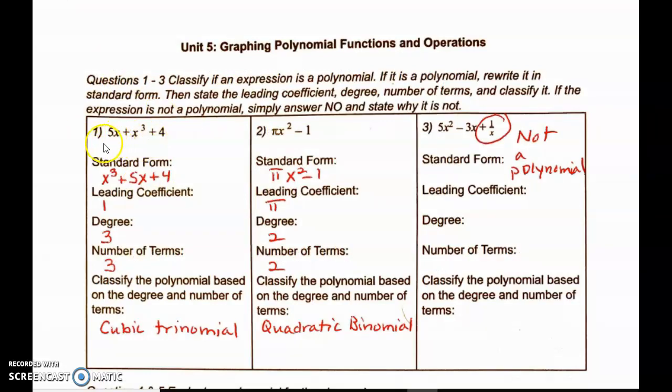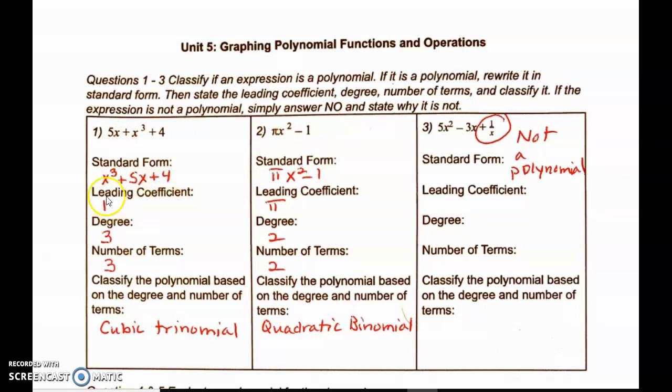So number 1, it is a polynomial because all of the coefficients are real numbers. We don't see any i's. And every exponent is an integer. Like this is to the 3rd, this one's to the 1st, this technically is to the 0. So in standard form, I go from highest exponent to lowest, so the x cubed term is first, and then the 5x is next, and last the constant of 4.